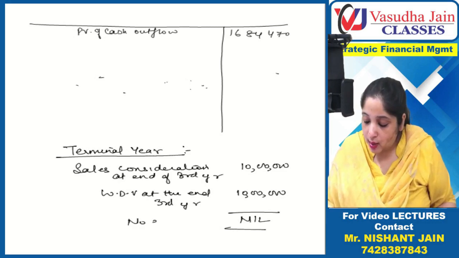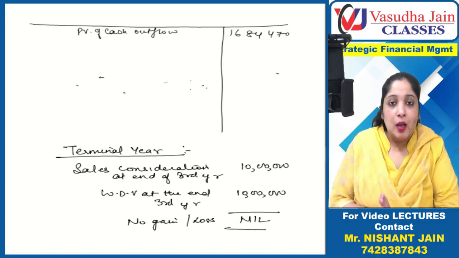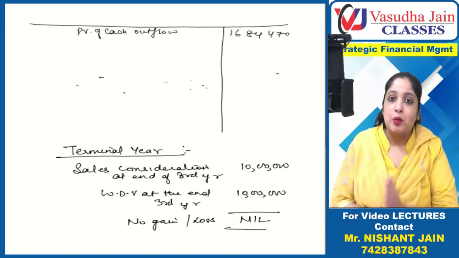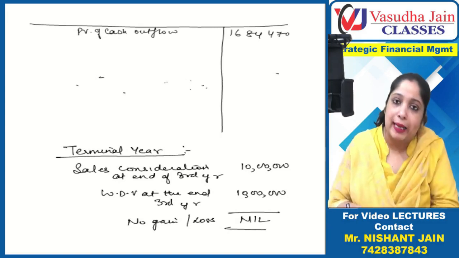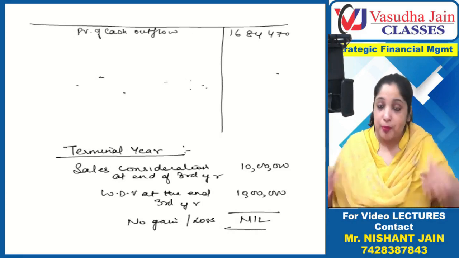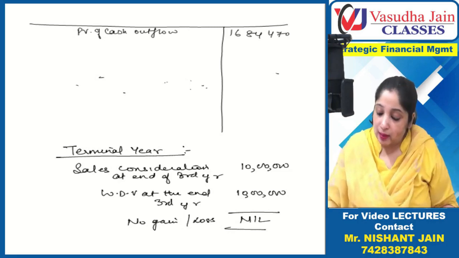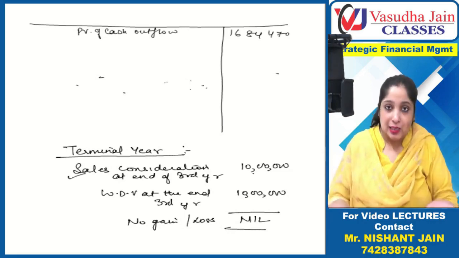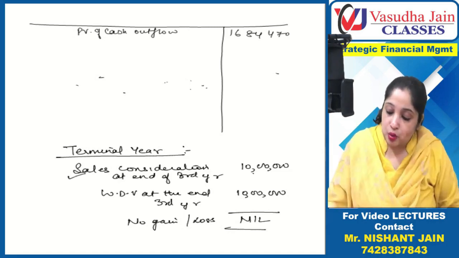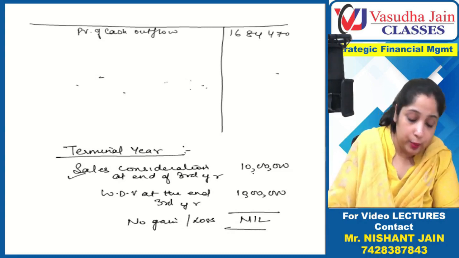So no gain or loss, since at the end of the terminal year WDV was 10 lakh. So a 10 lakh worth of machine you have sold for 10 lakh. So there is no gain or loss. But no gain or loss is good. No tax payment, no tax shield, good. But this is the sales consideration. This will come. This is the inflow. So let us consider this in the computation.